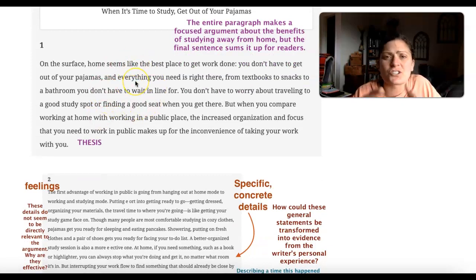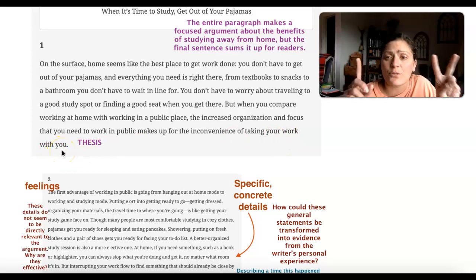First of all, this introduction is strong and focused, and the whole introduction makes an argument, but it still has a thesis sentence at the bottom that sums up that argument right away for the reader. But when you compare working at home and working in a public place, the increased organization and focus you need to work in public makes up for the inconvenience of taking your work with you.